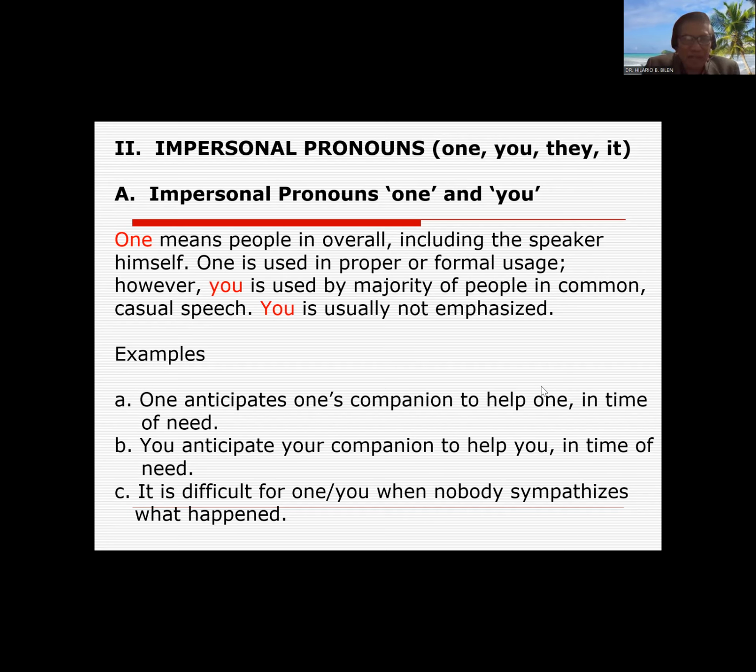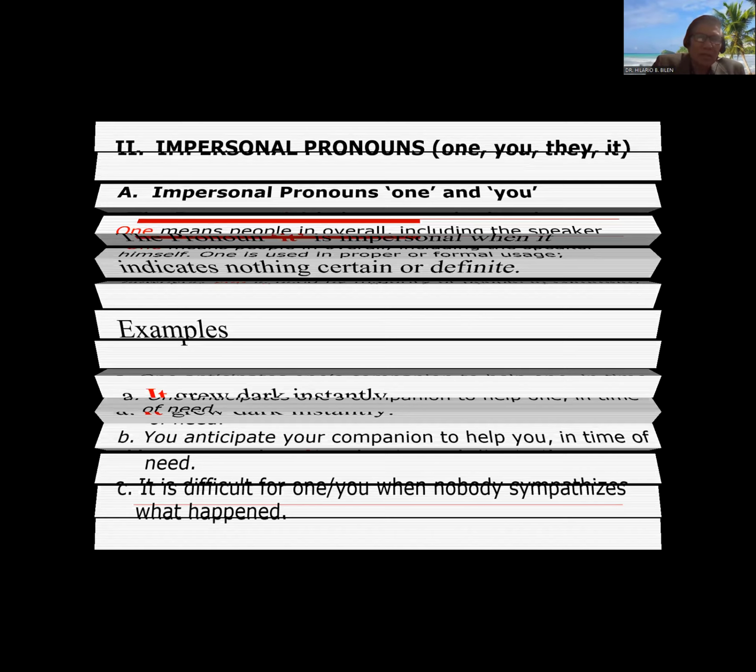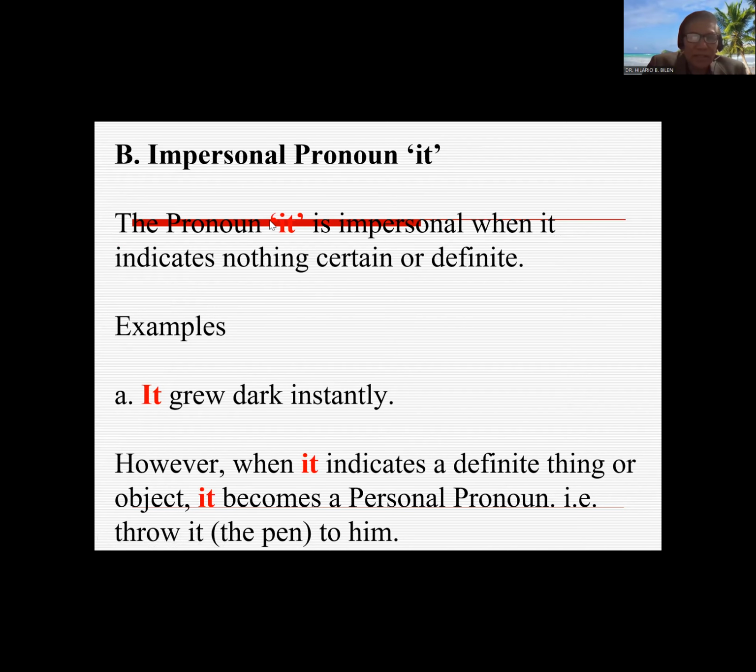One anticipates one's companion to help one in time of need. Second example, you anticipate your companion to help you in time of need. Third example, it is difficult for one or you when nobody sympathizes what happened. Okay, that is the example. Under this, the impersonal pronoun it.